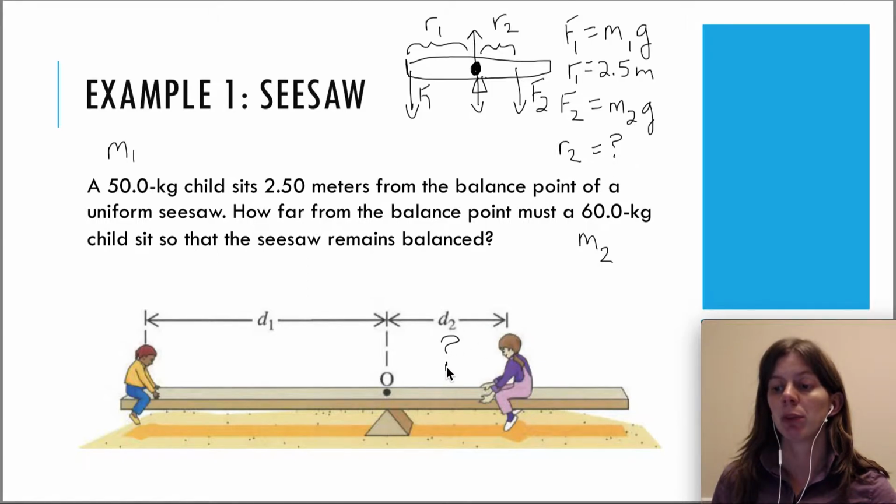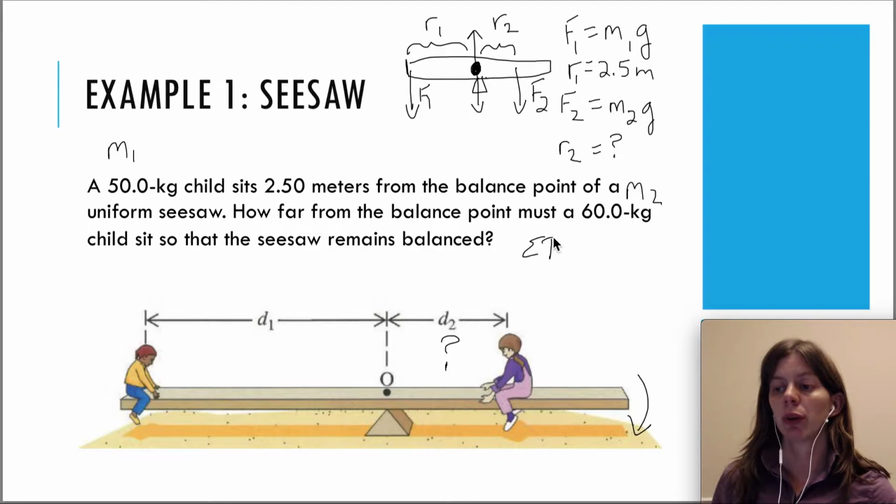Now you know from experience that the heavier the person is, the closer that they're going to have to sit to the pivot point. Because if this kid sat all the way at the end, you know that this thing would rotate clockwise due to the extra torque due to this heavier person. So now we're ready to go ahead and set up all of the torques equal to 0.